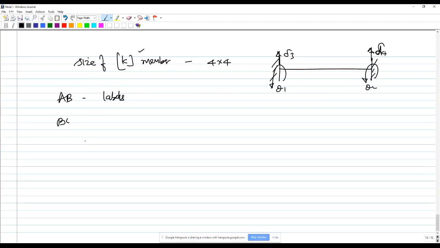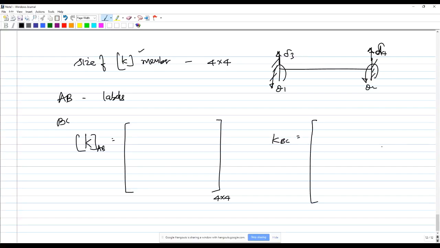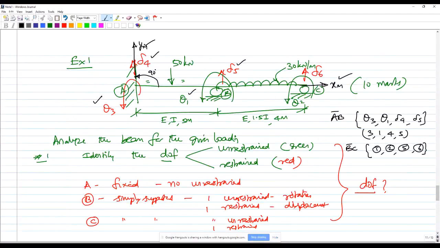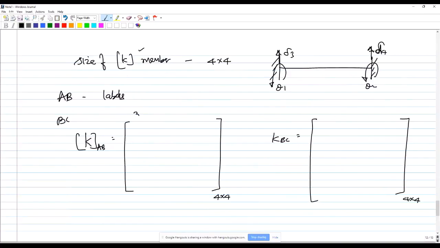So now my KAB, which is the stiffness matrix of AB, will have labels, which is going to be a 4x4 matrix. KBC will again have labels, which is going to be a 4x4 matrix. The labels of AB, as you see here, will be 3, 1, 4, 5, repeated across the rows and columns.